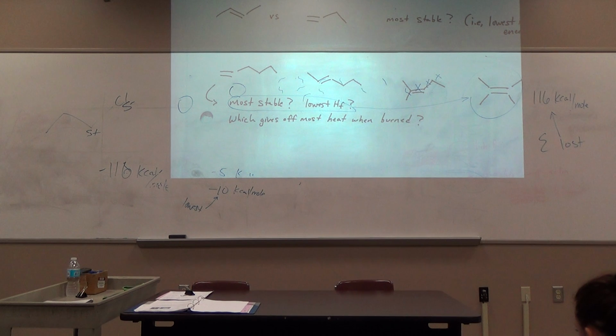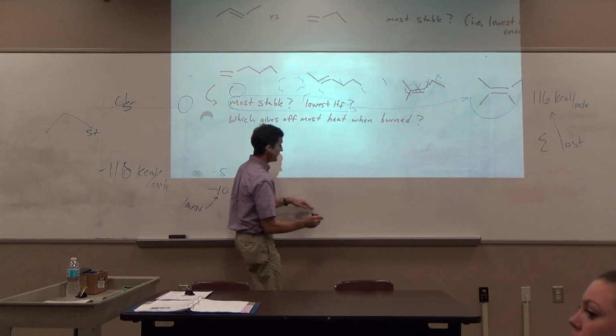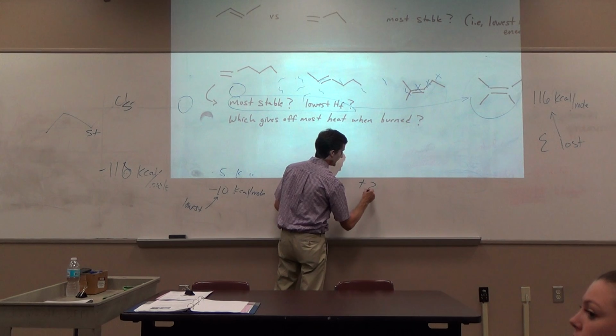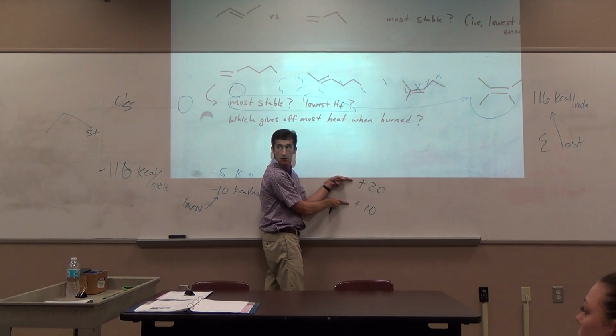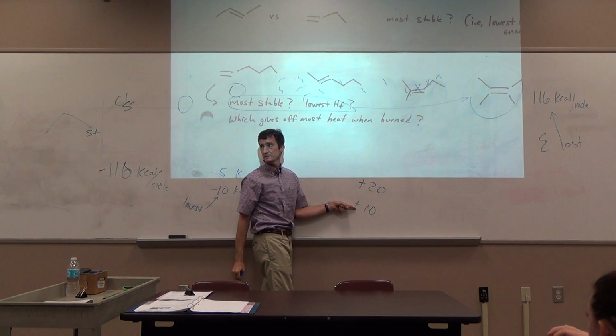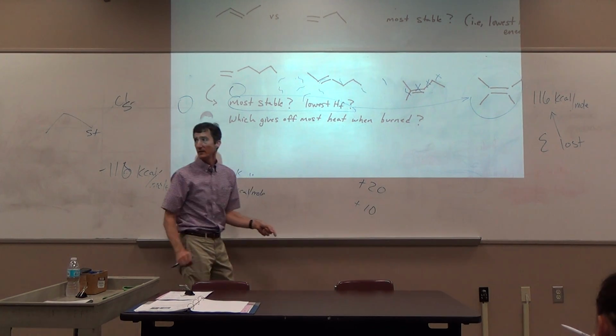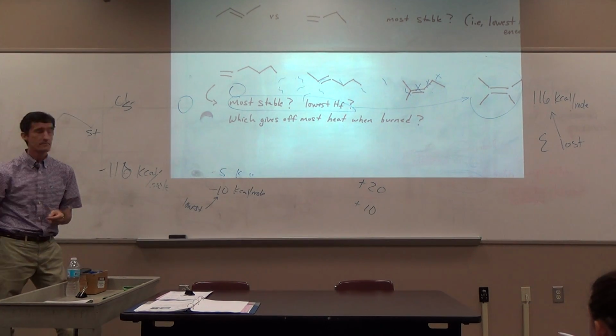Question? So that, the lowest being the most stable only applies when it's exothermic, correct? No, because it always applies. Because what if you got plus 20 and plus 10? Which would be more stable? Plus 10 would be more stable. It still would apply. Right?